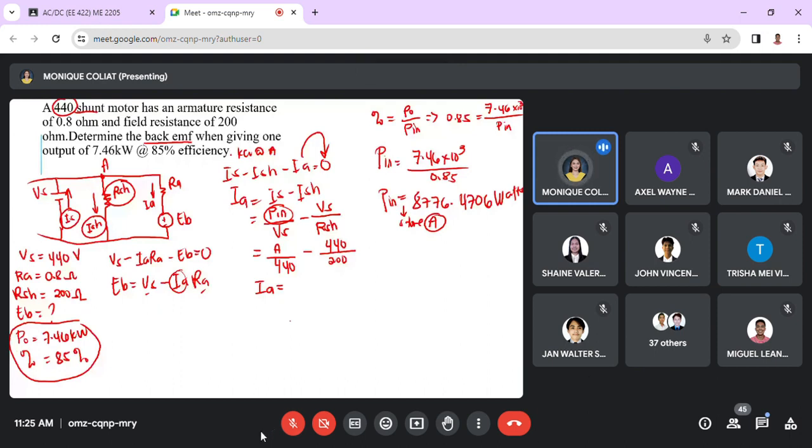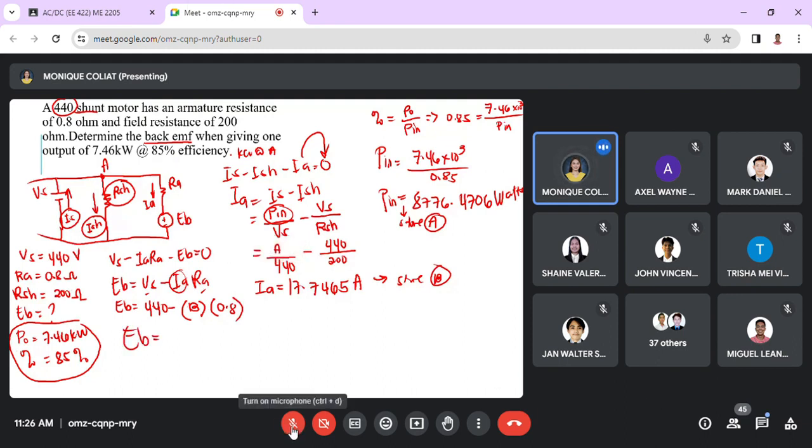Again, 4 decimal places. 7.465 amperes. So, that is our IA. So, now we have IA, we can get EB. That will be 440 minus this IA, store it to B. So, that will be B times RA of 0.8. What is our EB, or back EMF? 25 point. So, that is our back EMF.